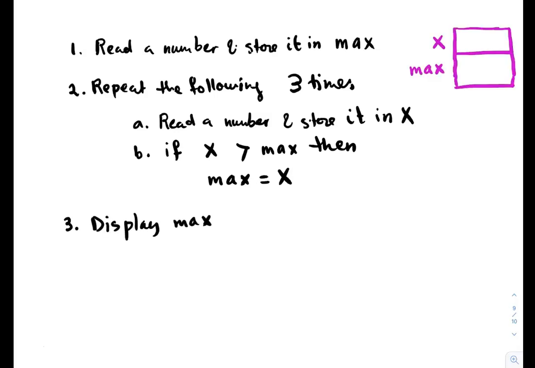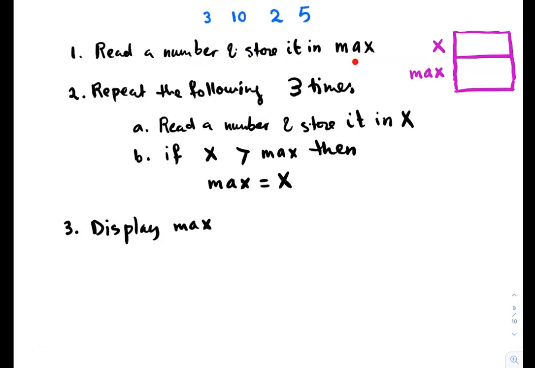First, notice that in this code, we're only using 2 variables, right? Now let's say we have those inputs, 3, 10, 2, 5. The first statement is to read a number and store it in max. So that number that we read first, we're going to store it in max. So the value of max will be 3. And then we repeat this 3 times.